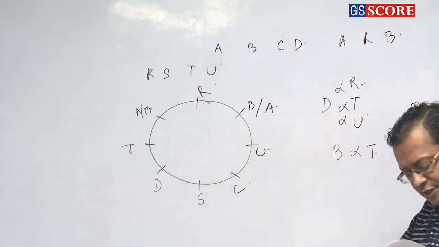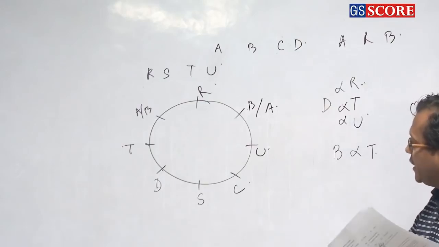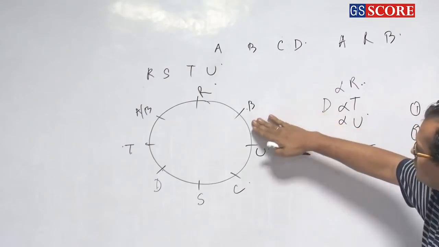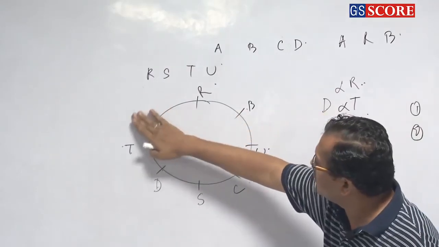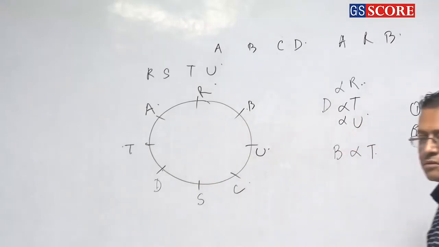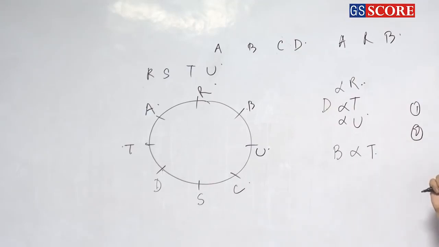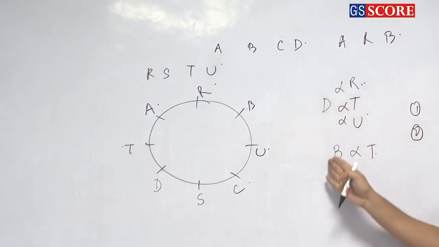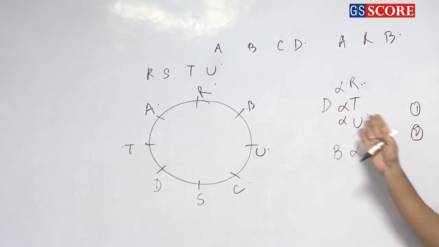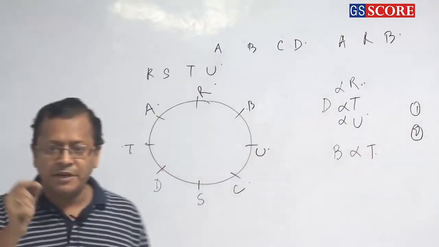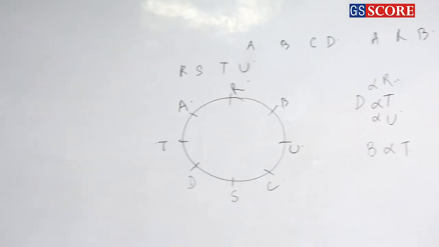R is not D's husband, and T was facing U. So R must be B's husband. If this is the case, can we write like this? Clear? This is the complete circle. So what I did was, I put the conditions, but whatever is not husband and wife, I put it outside, and then I used iterative method, and then I solved all of them. Okay.